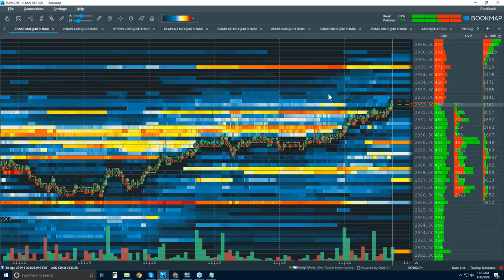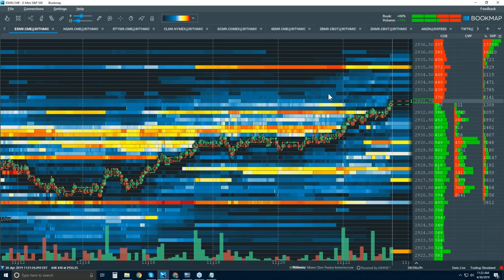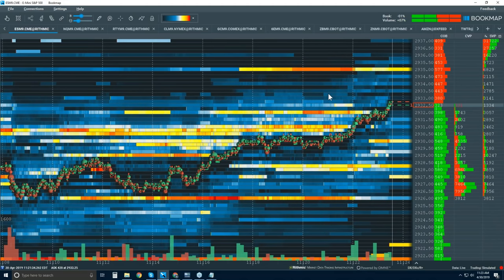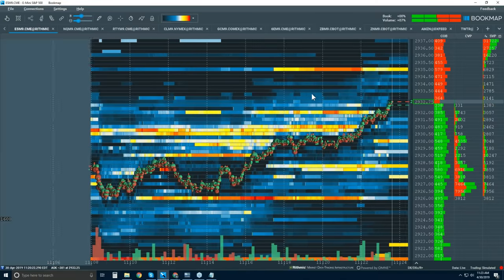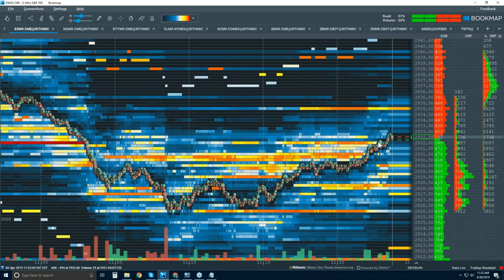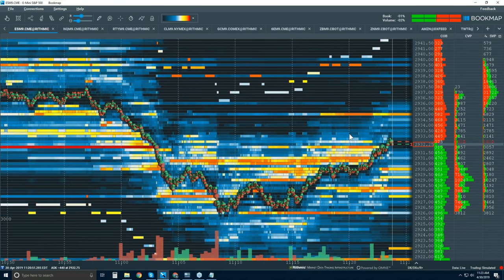Other questions here. Guys, I'm going to continue on. We're going to have to go through this rather quickly. We don't have a lot of time here. I want to get through the material and I'll get to your questions at the end, if you don't mind. All right, so that's the overview of Bookmap.